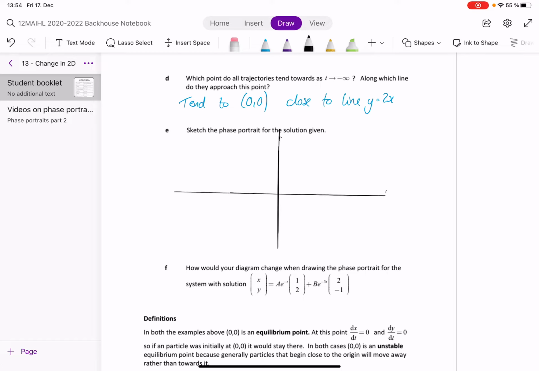Here's my x. Okay, I need my eigenvectors. So my eigenvectors were y equals 2x, roughly here. Y equals 2x, and they're moving away from the origin. And y equals negative half x. I'll try and make that about 90 degrees. I'll make it as close as I can. And that is also travelling away from the origin.